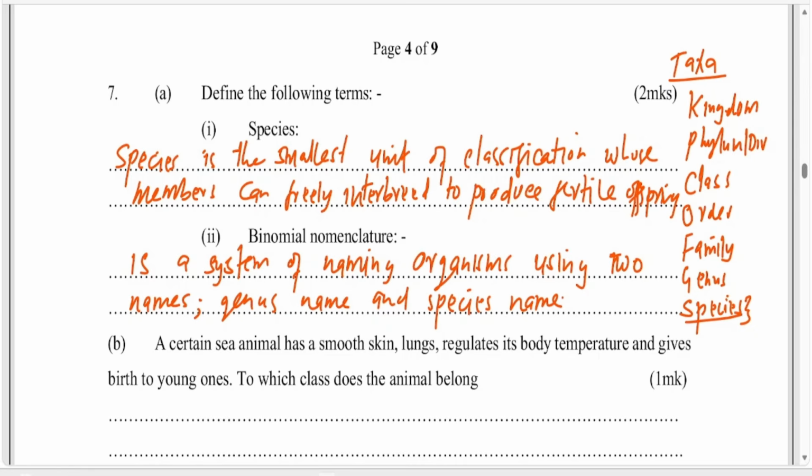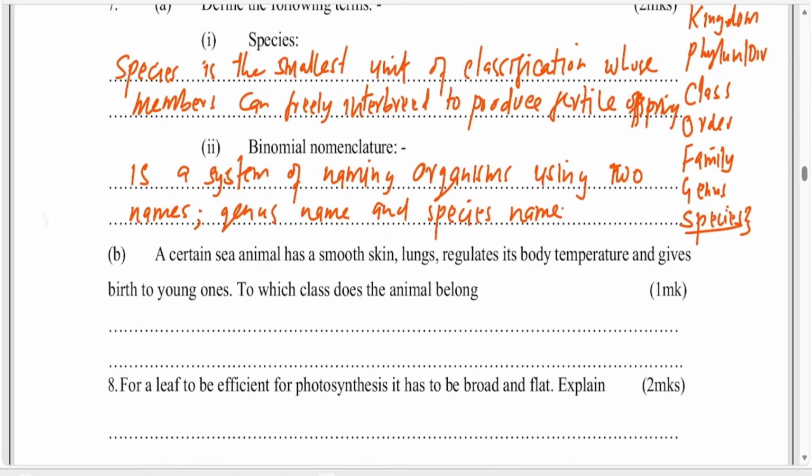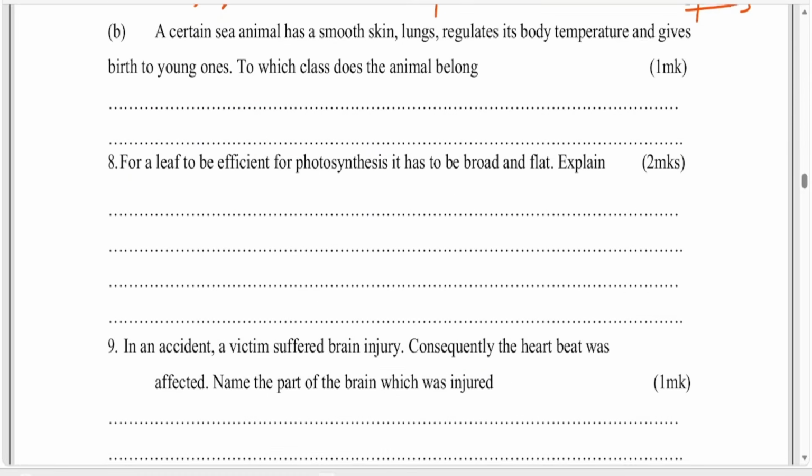Remember, we also have the principles that guide the binomial nomenclature, how the names are supposed to be written. So stating this gives you 2 marks, each 1 mark. Let's move to part B of this question.